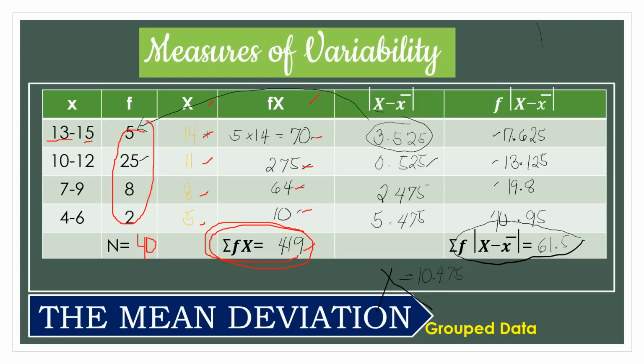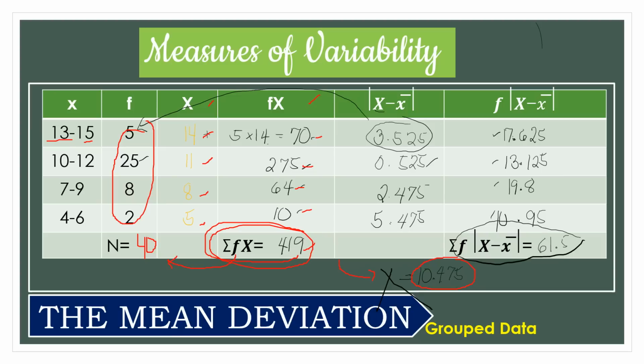After that, we solve for the mean. Our mean is obtained by dividing this 419 by 40. When we divide those two, the result is 10.475, or 10 and 475 thousandths. Okay, given the value of mean, we get the value of class mark minus the mean, and then it has an absolute value. That's why we get the positive equivalent of those differences.